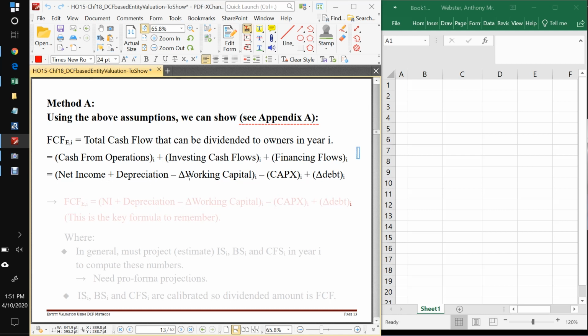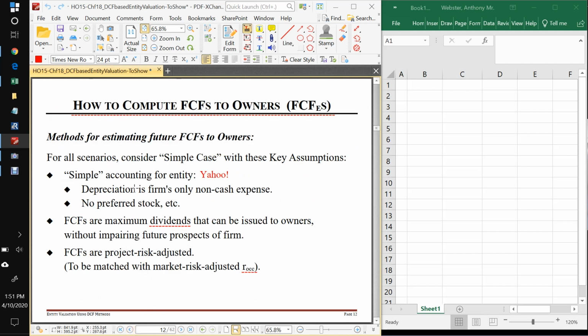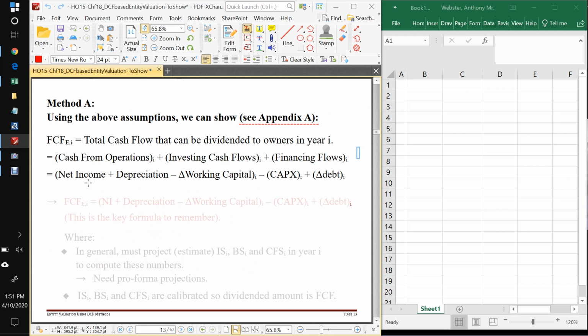and if you've forgotten it, how can I blame you? But cash from operations, if we have simple accounting, like we said we had on the previous page over here, cash from operations boils down to net income plus depreciation minus changes in working capital. And investing cash flows, if we have simple accounting, is going to be just CapEx. So let me just draw some arrows here. So that one goes there, and this one, our investing cash flows are just CapEx. And if we have our simple accounting, our financing cash flows are going to be just changes in debt.